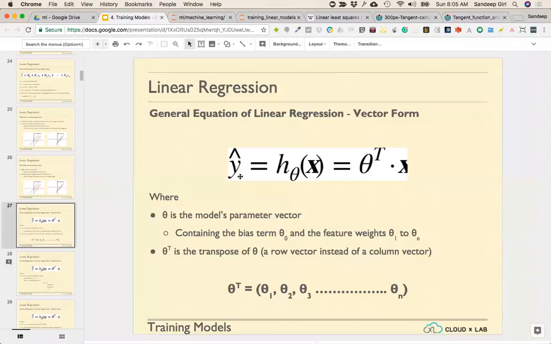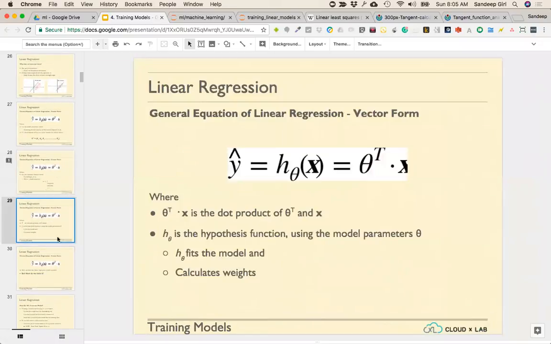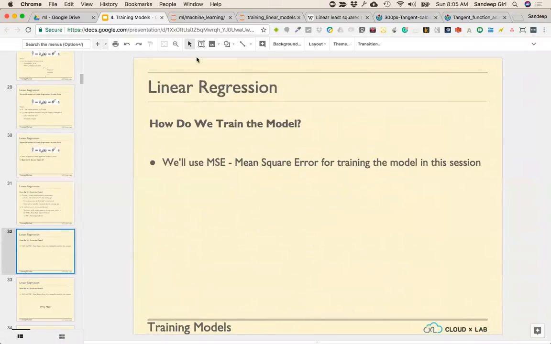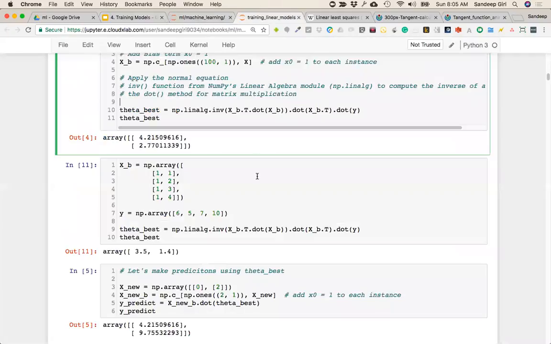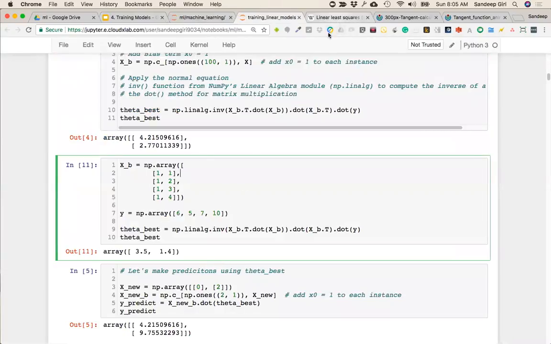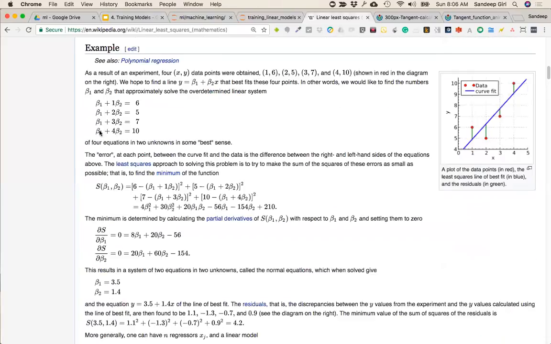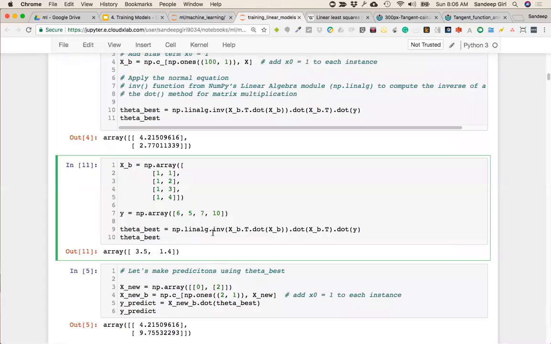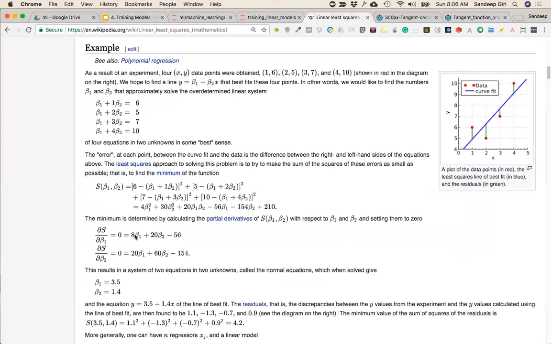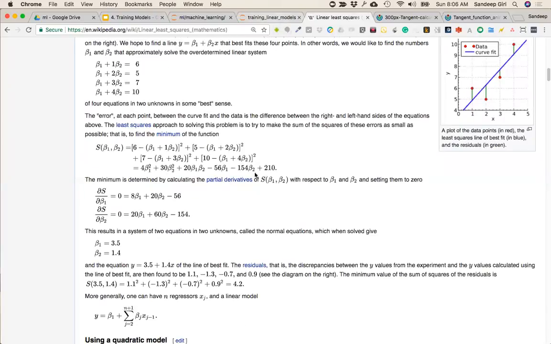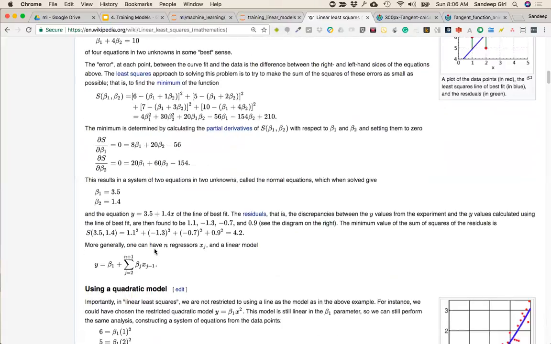So what we did was the same thing that we have on the Wikipedia link, the same thing we have solved using our formula here, using the normal equation. Okay, and this is essentially what the normal equation does. Here, when we see the inverse and everything, they are basically solving these linear equations.